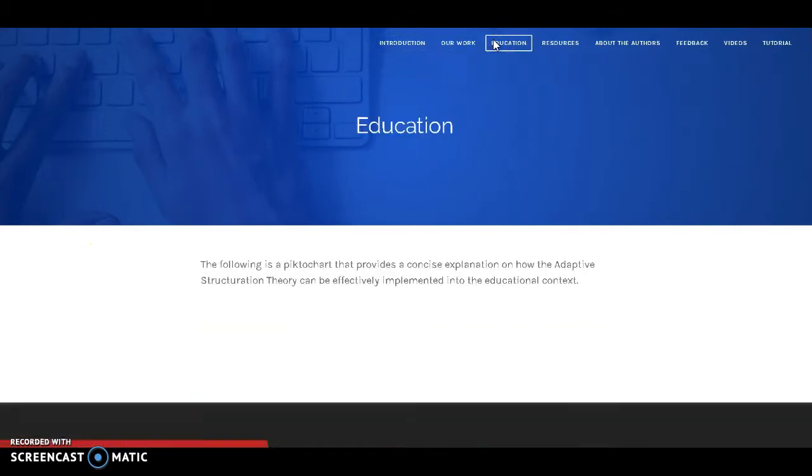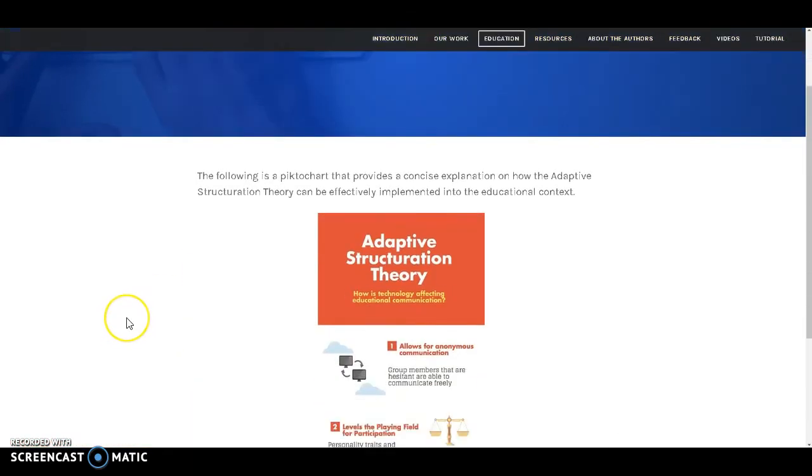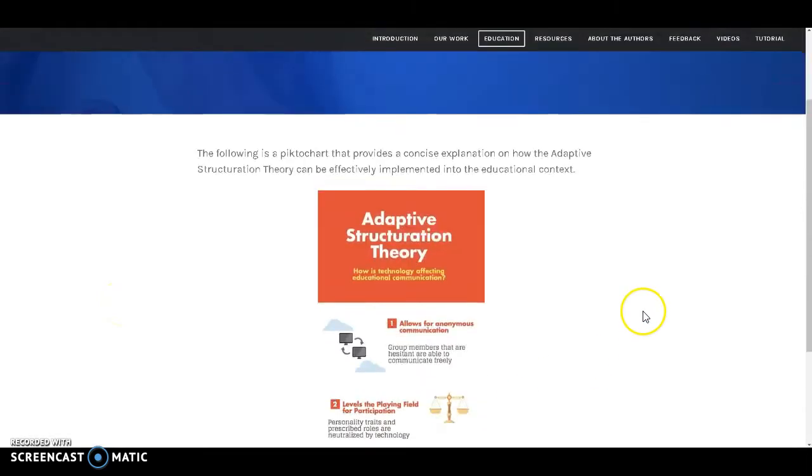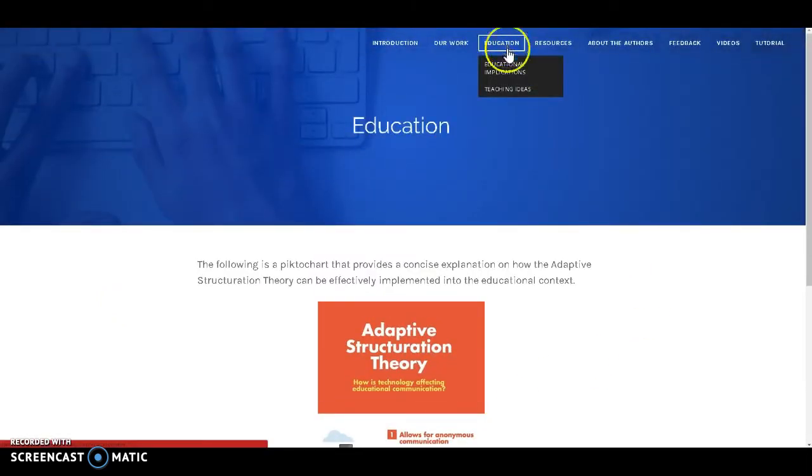Then you have the educational web page, which basically gives you the educational homepage, which shows you a picto chart on how the adaptive structuration theory can be effectively implemented into the educational context. This is like a very nice, concise summary. And then once you go to the sub pages, you can go into the educational implications, which basically provide a more detailed understanding of how the adaptive structuration theory can be implemented, applied, and understood within the educational context.